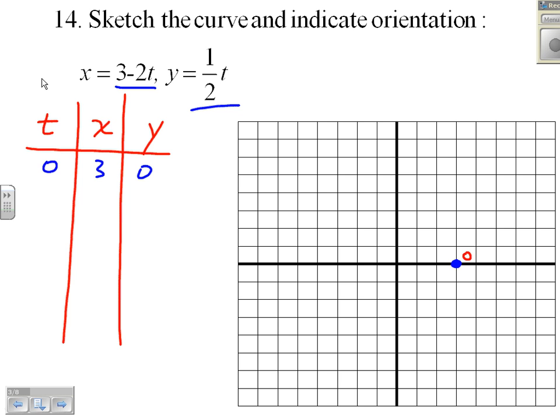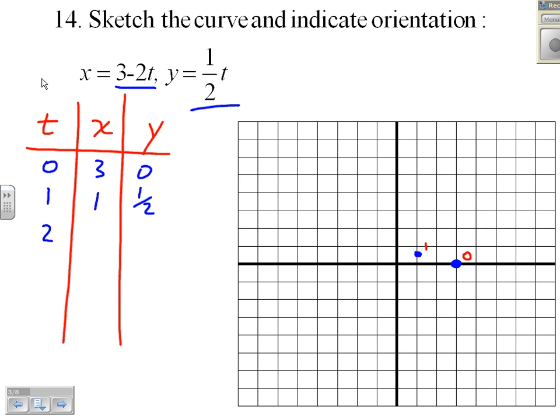So I'm just going to continue on, find some points at time 1, time 2, and see if we get comfortable with that. When t is 1, I get 3 minus 2 times 1, 3 minus 2, 1. When t is 1, y is 1/2 times 1, 1/2, and I have a point at 1, 1/2. And that is when t is 1.